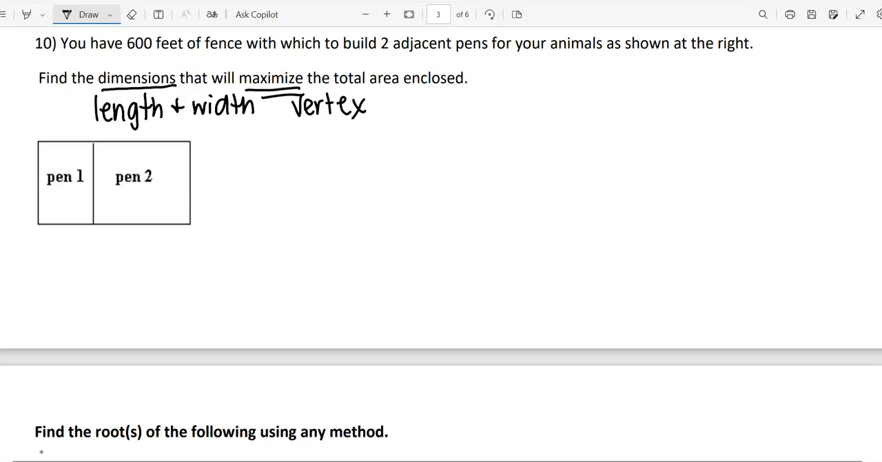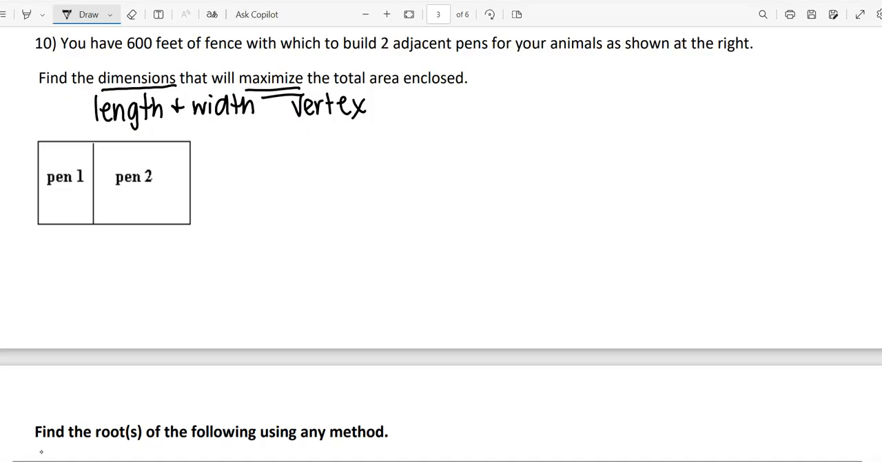Okay. Where do I start? 600 feet. You find your equation. Divided by 2. I don't know. You're going to have to do this on your own in 2 days. Is there any buzzwords in our problem that would tell me kind of where to start? It showed me the adjacent pens. We have 600 feet total.